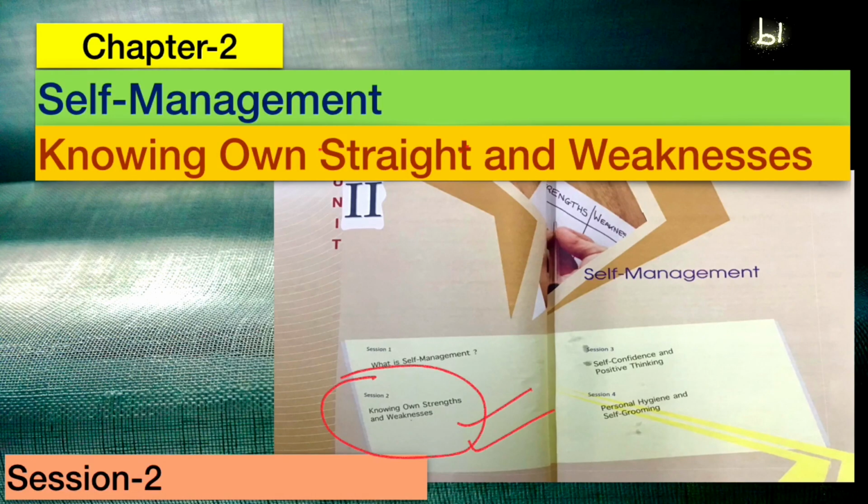Good morning, everyone. Now we are going to start with chapter number 2 of the new curriculum. Curriculum code is 402, Information Technology. Chapter number 2 consists of the topic which is self-management. We all know that it is an essential part of our life, managing ourselves. Session 2, knowing own strengths and weaknesses. Let's start.